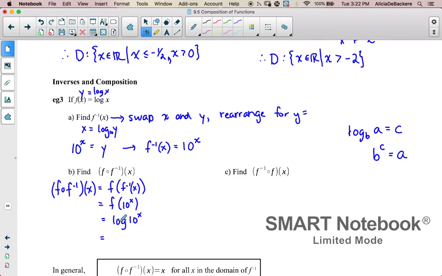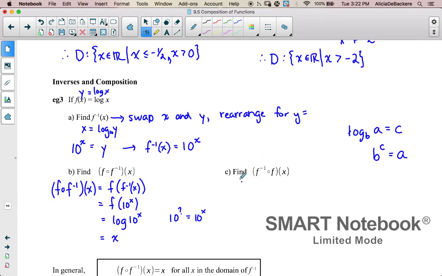So now what I have here is log base 10. Remember, that means what is the exponent on 10 that gives me the answer 10 to the power of x. So this is saying what is the exponent on 10 that gives me 10 to the power of x? Well, x. It's pretty obvious when we write it like that. And so if I take f and I compose it with its inverse, I actually get the input back out.